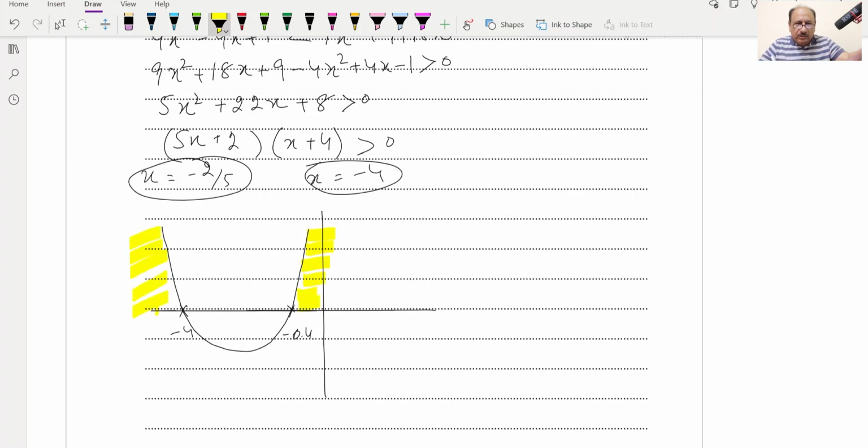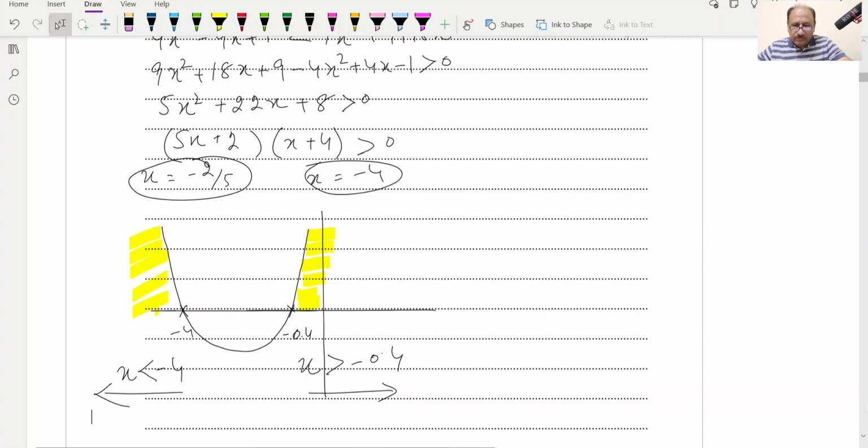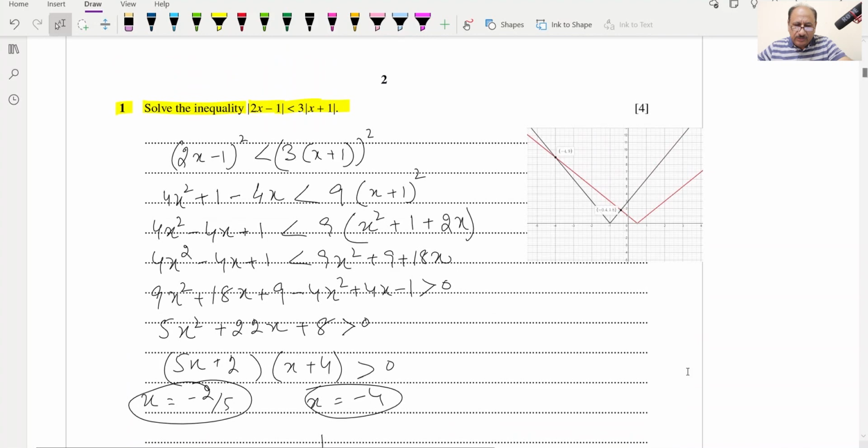So our inequalities will be what? x is greater than minus 0.4, which is this side, and x is less than minus 4, which will be this side. So we have highlighted this also. We can use a calculator also for this one, but first I will explain the same question with the help of software.